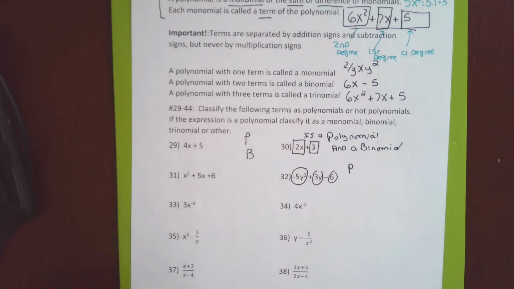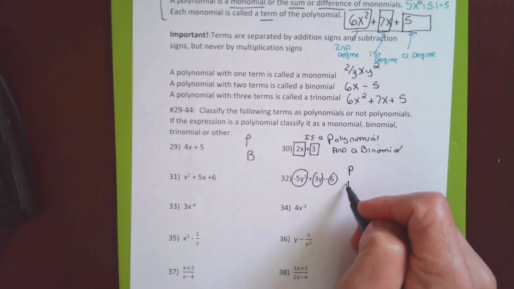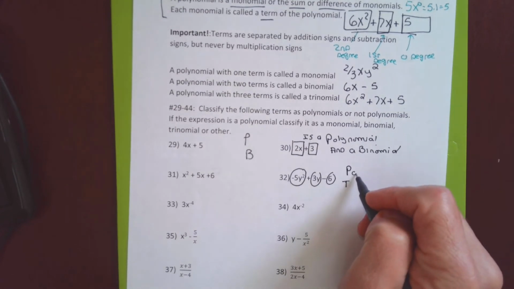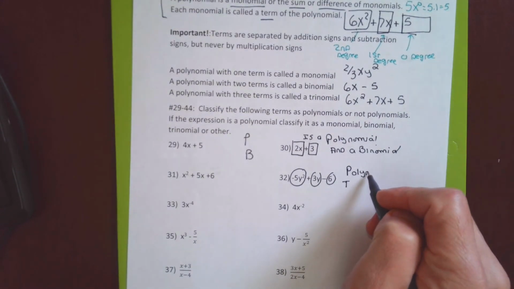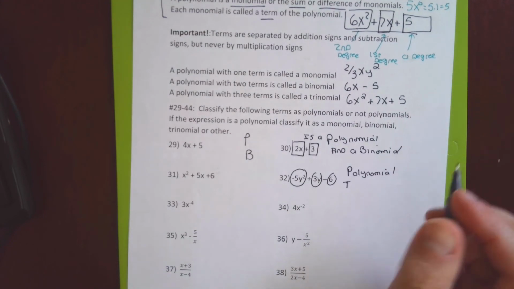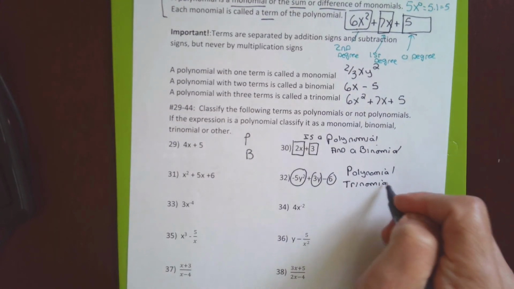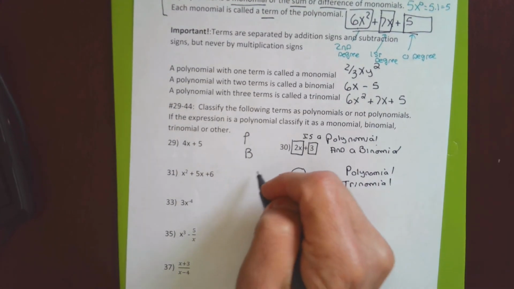And each term is a monomial because each term is either a single number, a single letter, or a number times a letter, or letters with integer whole number exponents. And this is a trinomial. I'm just going to put T for my answer. So it's a polynomial because it's a sum or addition of monomials. And it's a trinomial because there's three terms. But P and T would probably be fine.